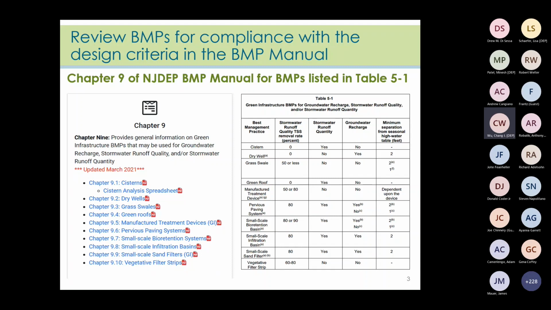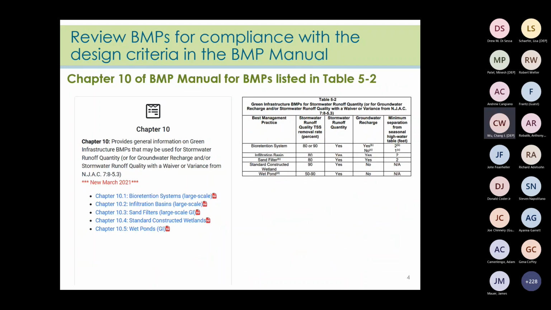And the corresponding chapter is in chapter 9. And the BMP here is only for when you can use the BMP listed here in table 5-2 or chapter 10 for quantity requirements. But if you cannot use this BMP for quality treatment or groundwater recharge control.